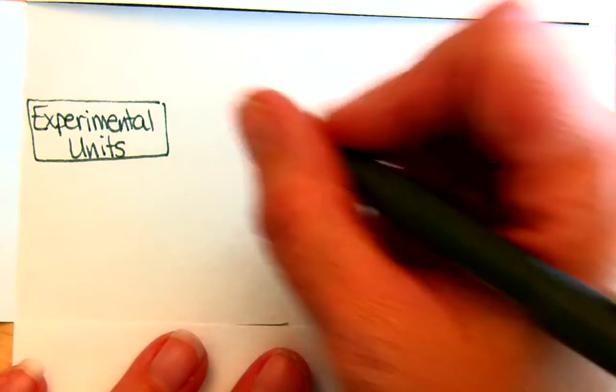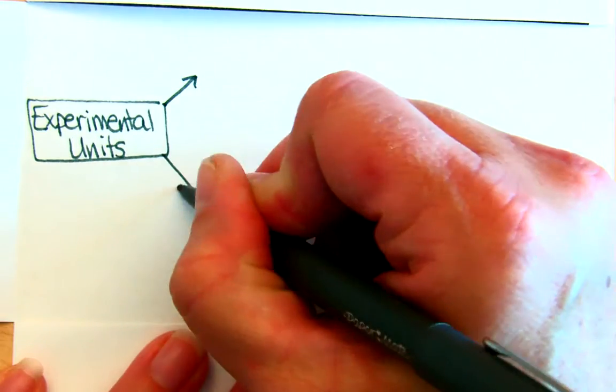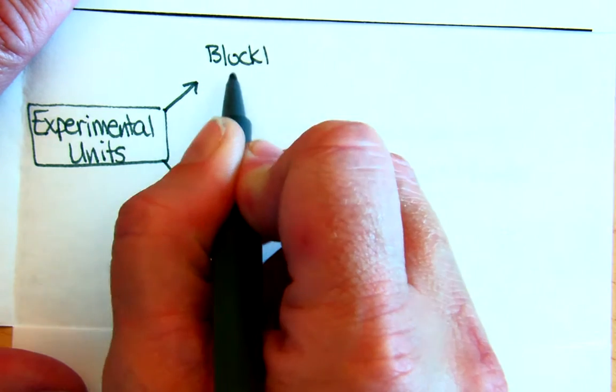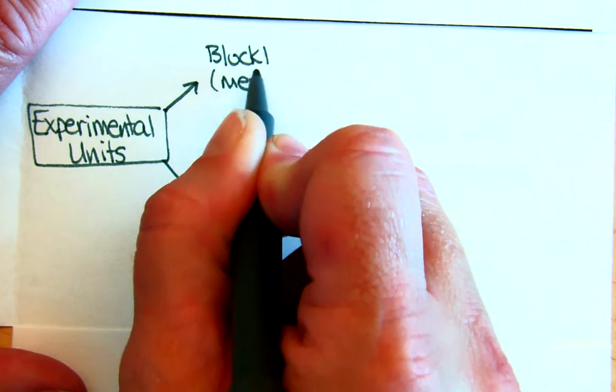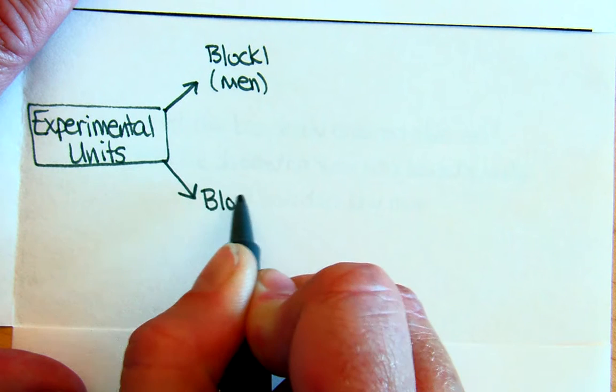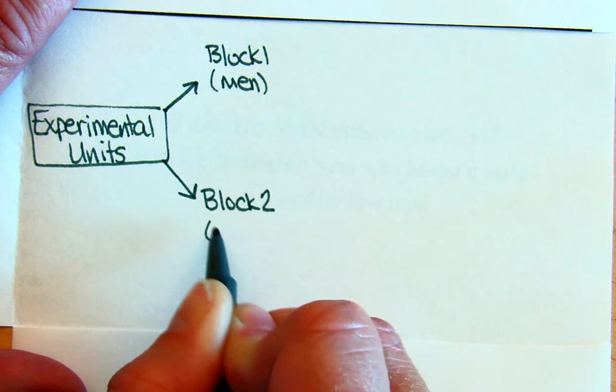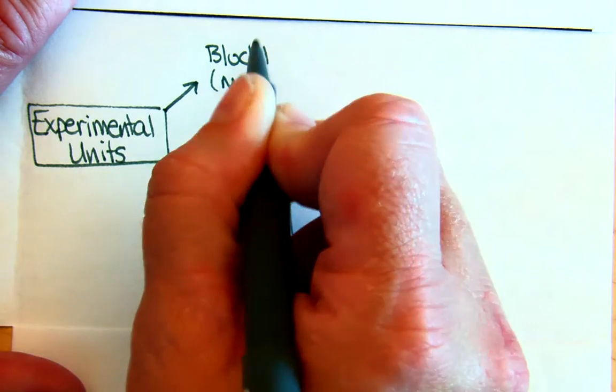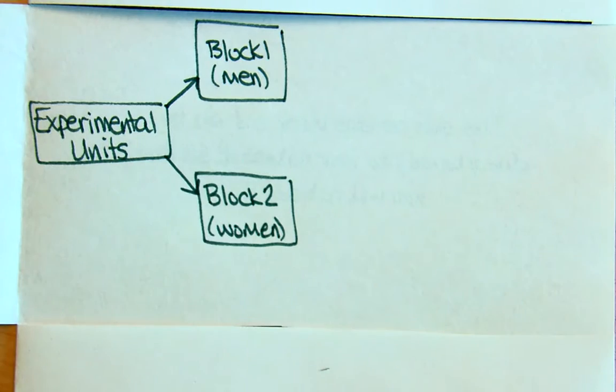So in this one, we'll say we're going to divide our experimental units, and we'll say block 1, we'll say that's the men, and block 2 will be the women. We're going to say gender may play a role in the results. So we're going to split them up by put them into blocks that are similar. Then within each block, that's when we assign to the treatments.